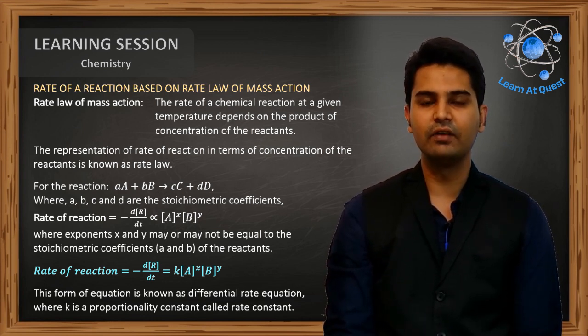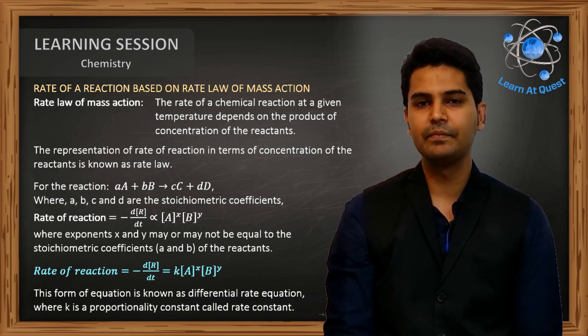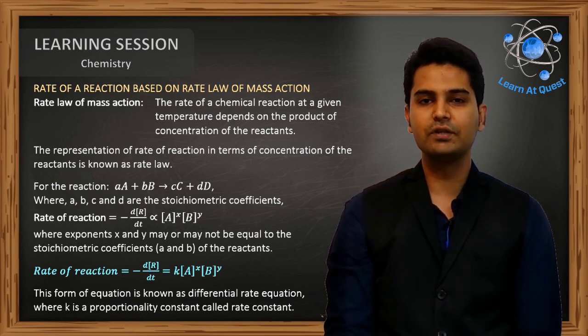Then the rate law of mass action states that the rate of the reaction is directly proportional to the product of concentration of reactant A raised to an exponent x and concentration of reactant B raised to an exponent y. When we remove the proportionality sign, we can introduce a proportionality constant k, which is also known as the rate constant. Then we can write the rate of reaction equals k [A] raised to x [B] raised to y.